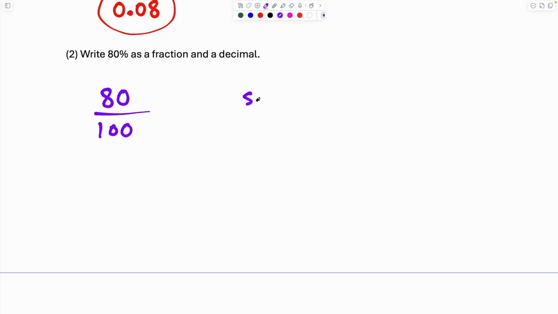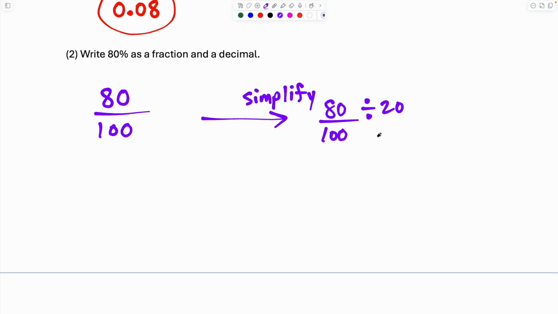If we simplify the fraction, we would take 80 over 100 and divide by the greatest common factor, which is 20 in this case. So we divide numerator and denominator by 20. 80 divided by 20 is 4, and 100 divided by 20 is 5. So 4/5 would be the simplified form. But once again, we weren't told to write this in simplest form, so 80 over 100 is fine.